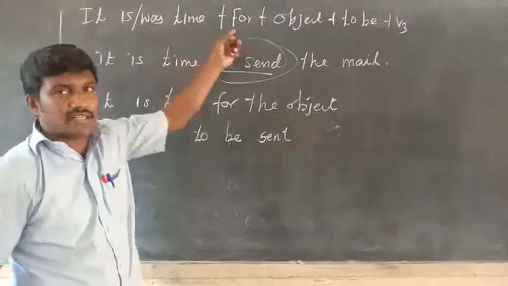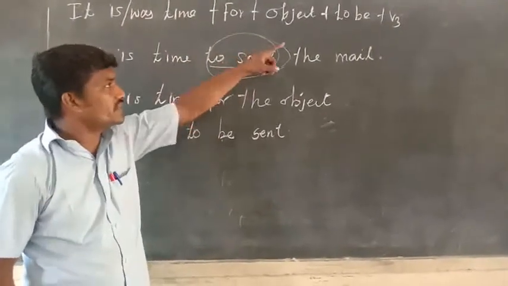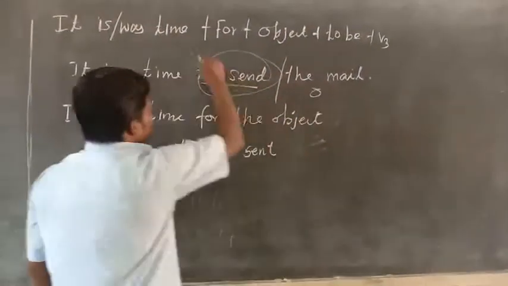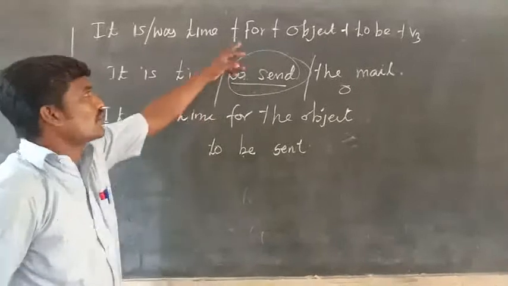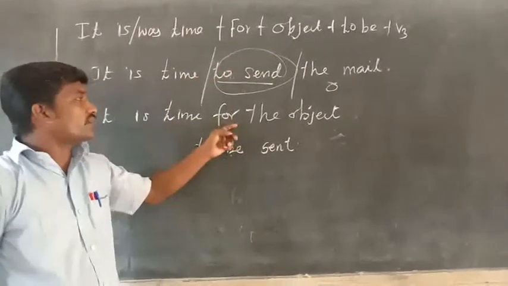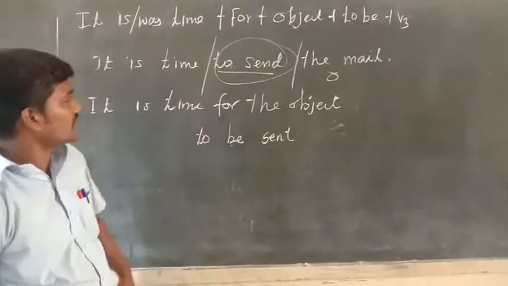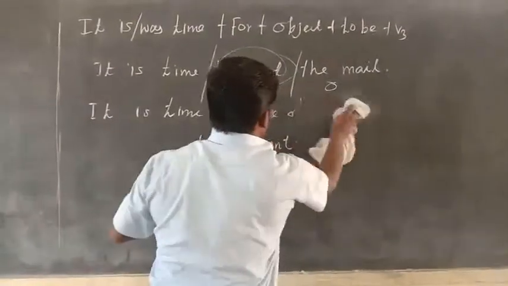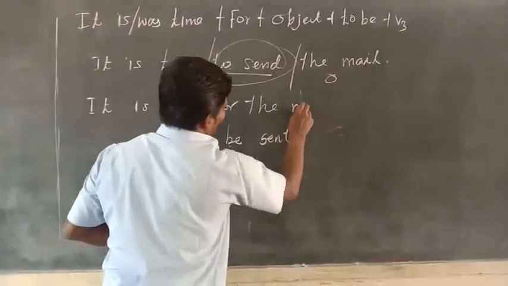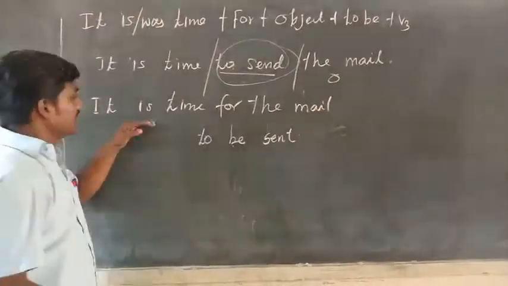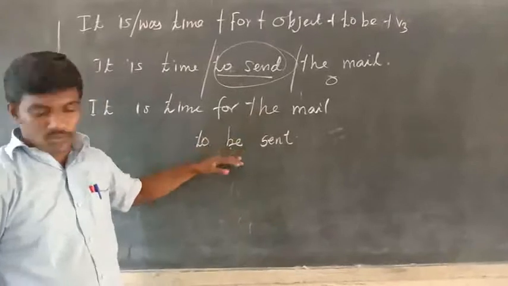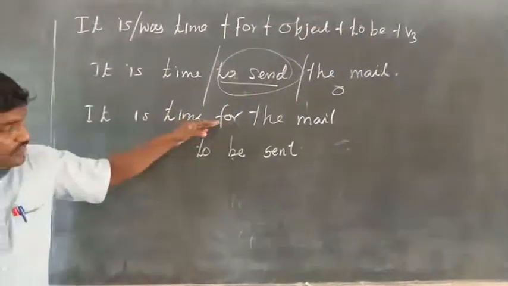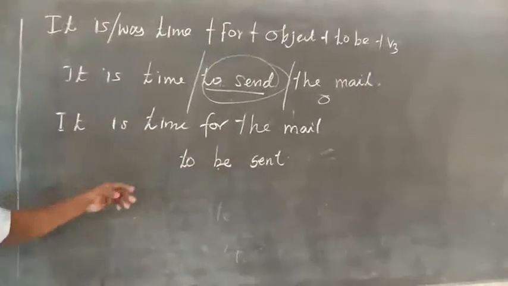Then we should add for. Then what kind of object is here? The mail is an object. This is the infinitive. So after the preposition for, we should write the object. The object means the mail. It is the time for the mail to be sent. Do you understand? It is the time for the mail to be sent. This is the passive form.